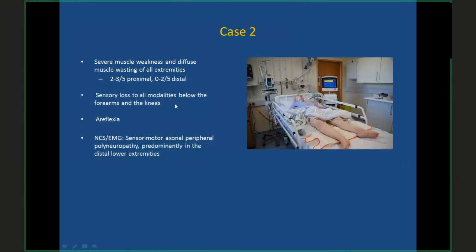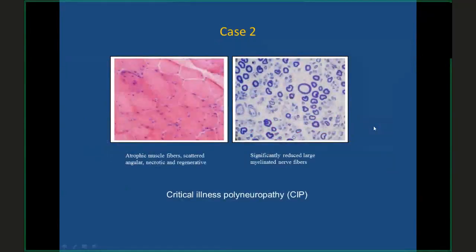It's a typical stocking-glove distribution of sensory loss. The patient didn't have any reflexes. The patient had a nerve conduction study which showed a sensorimotor axonal peripheral polyneuropathy, especially in the lower extremities. Basically, in the lower extremities, you do the nerve conduction study and there are no responses. So this patient had a nerve and a muscle biopsy.